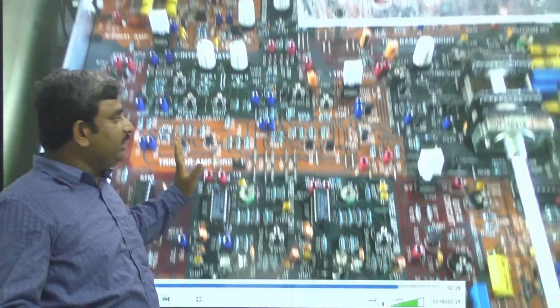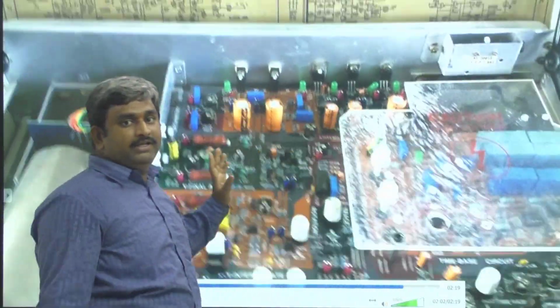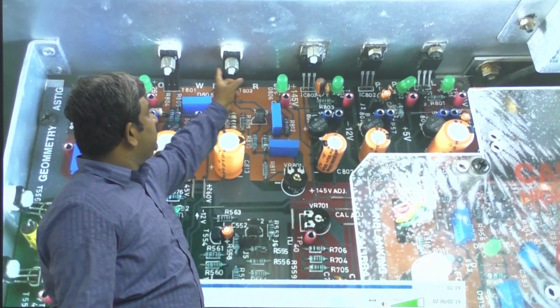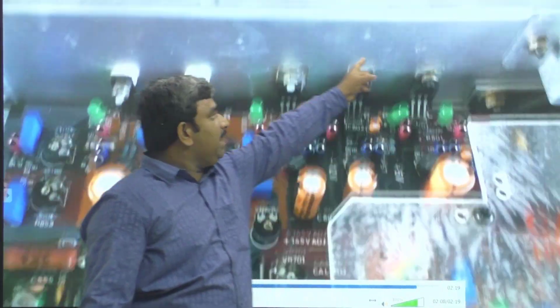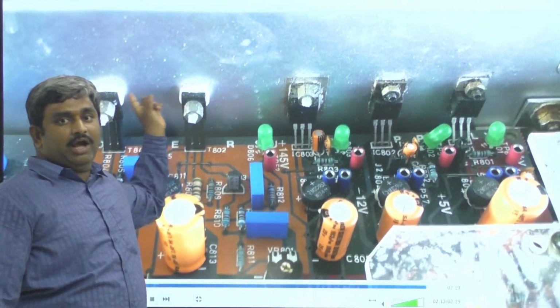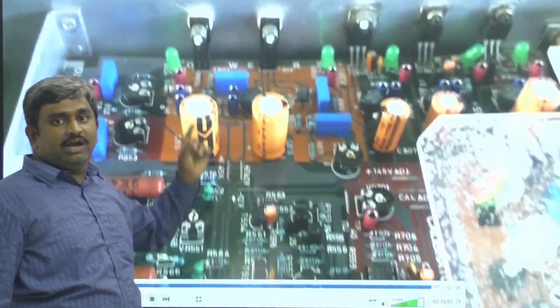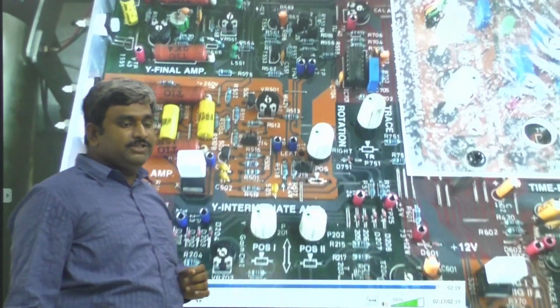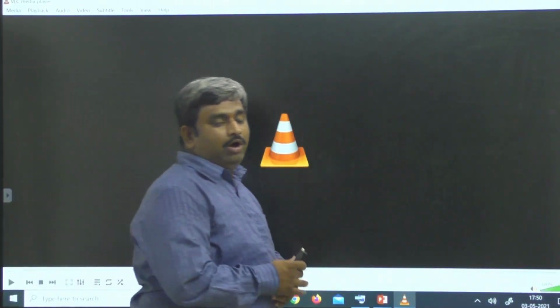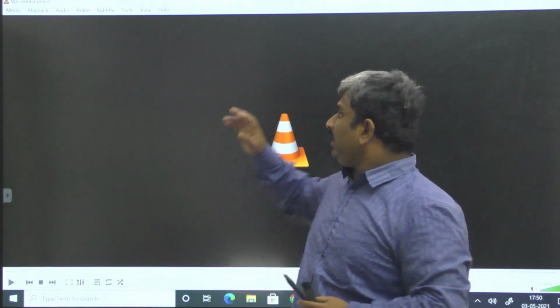Coming to the first power supply, we have different types of DC voltages. The complete DC voltages we are getting by using the power supply ICs. So these are the power supply ICs, and these are connected to a heat sink. They have given a common base of heat sink, and we have connected these power supply ICs to that heat sink. So this is the complete video of our laboratory.